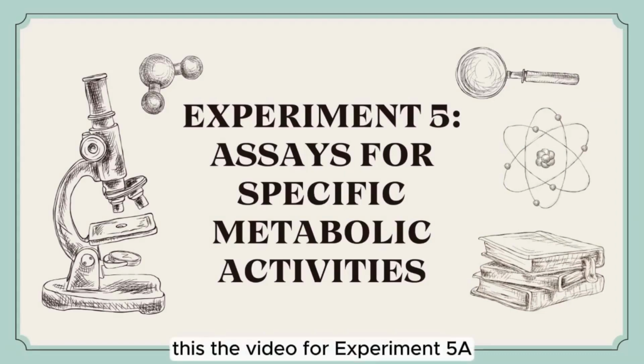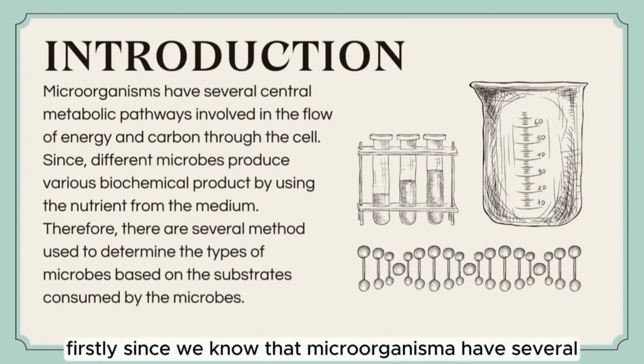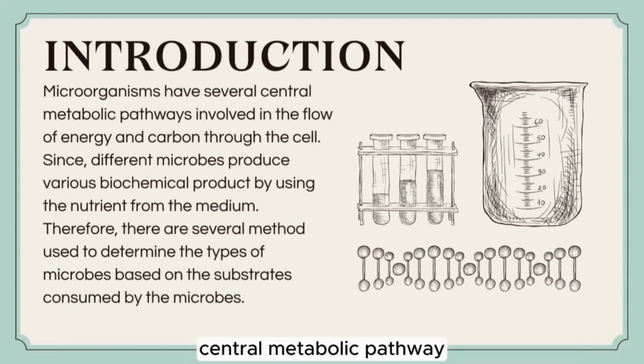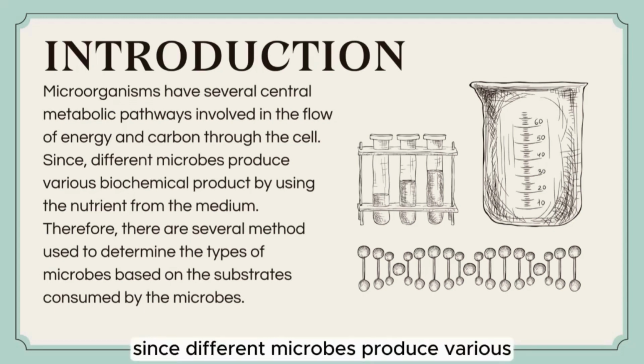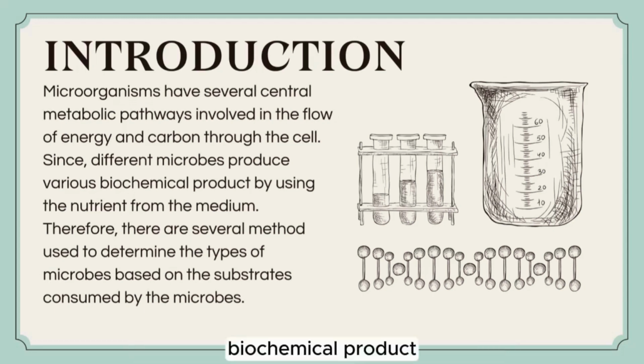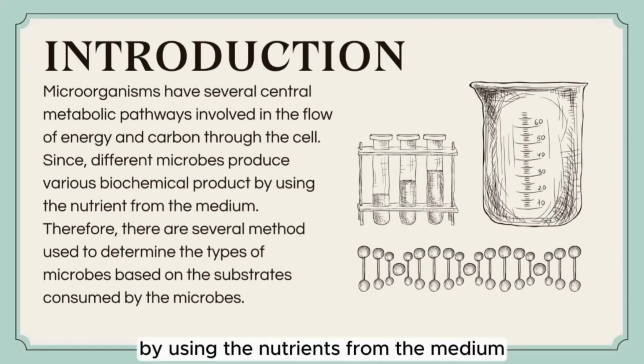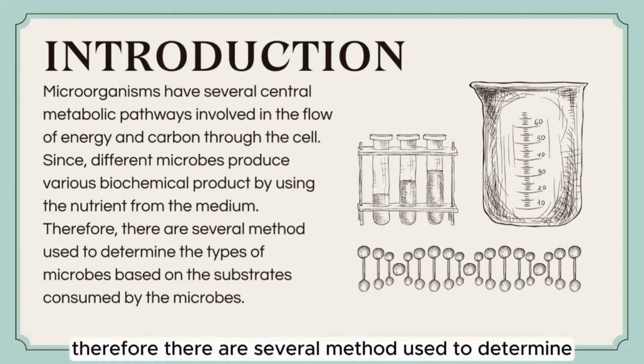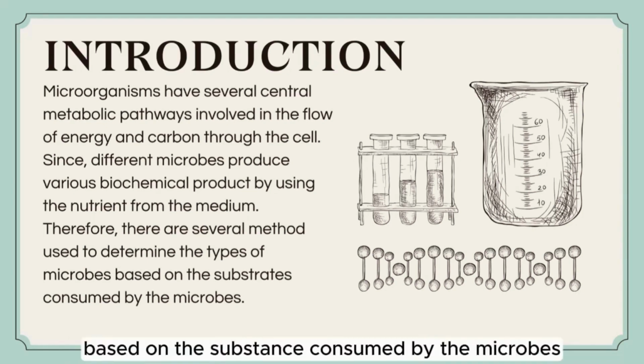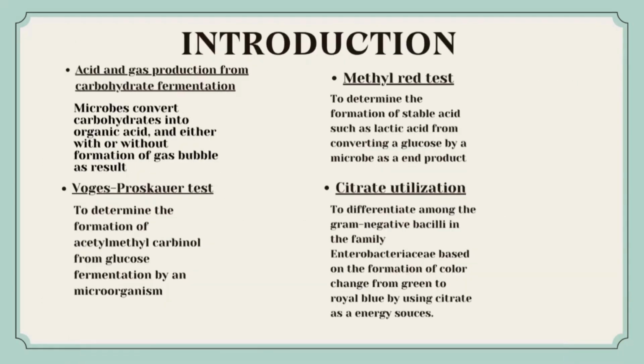This is the video for experiment 5, assaying for specific metabolism activities of microorganisms. Firstly, we know that microorganisms have several central metabolic pathways involving the flow of energy and carbon through the cell, since different microbes produce various biochemical products by using the nutrients from the medium. Therefore, there are several methods used to determine the type of microbes based on the substance consumed by the microbe.